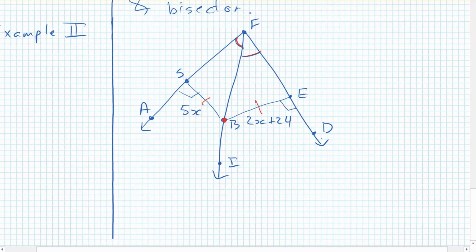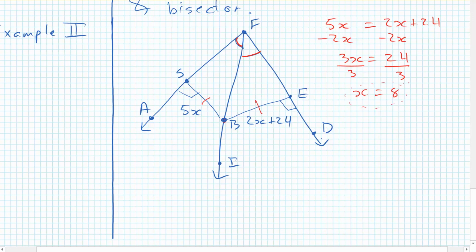Now that we know that both of those are the same thing, we'll just use some algebra. And since we know that 5x is the same thing as 2x plus 24, we now have an equation that we can solve really quickly. Now, minus 2x. We get 3x equals 24. Divide both sides by 3, and we get x equals 8. Now, we're not done yet, because all we know right now is that x equals 8. We still don't know what the side lengths are.